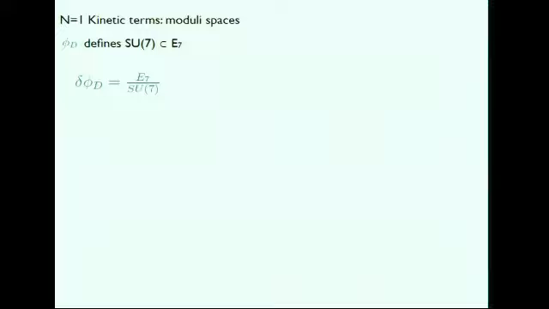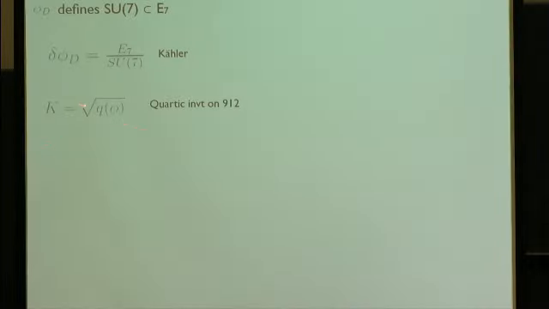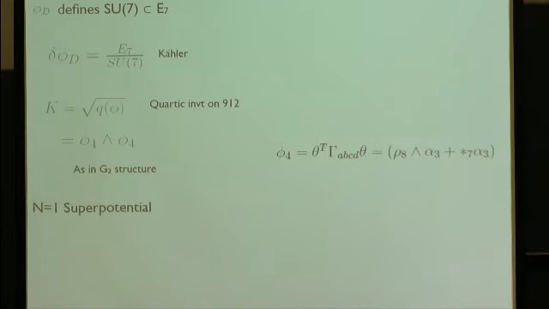And the moduli spaces, so here we have a single object in E7, so this defines an SU(7) structure, or it's stabilized by SU(7), so the variations span this space, which is Kähler. The Kähler potential is given by the quartic invariant of E7, but this is the quartic invariant on the 912. And indeed, what you get is something like Φ4 with Φ4, which agrees with the G2 structure expression, where Φ4 is a bilinear with 4 gamma matrices. And so this is as in the G2 structure.